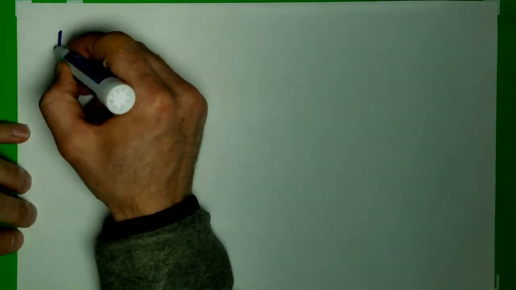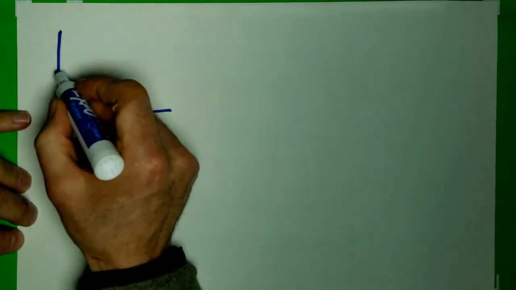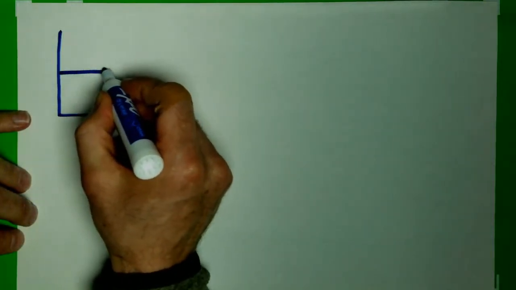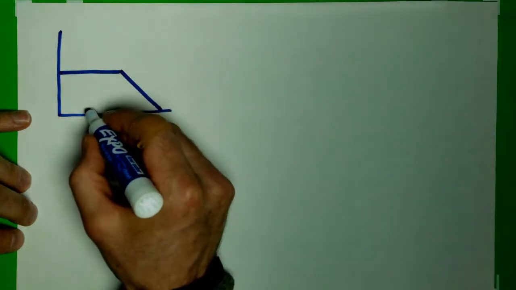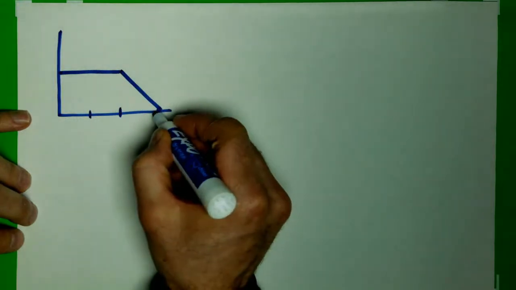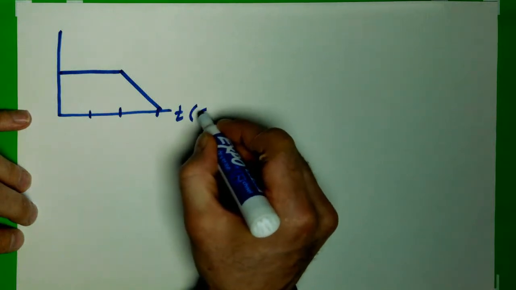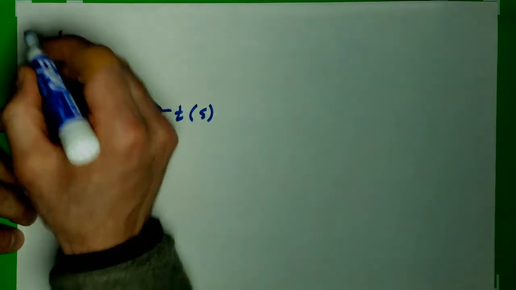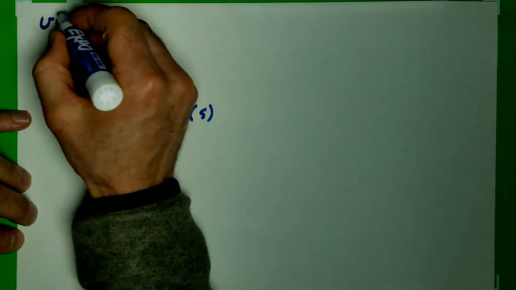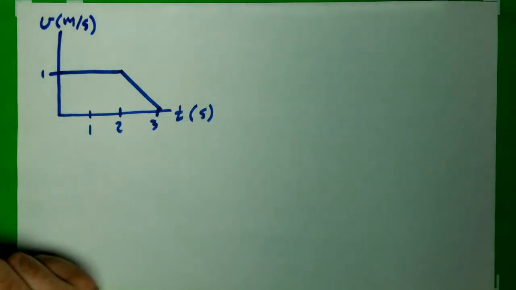Let's start with a velocity versus time graph. And draw like this, and then like this. Those time intervals are supposed to be the same. We'll go ahead and put units there. Okay. So this is our velocity versus time graph.